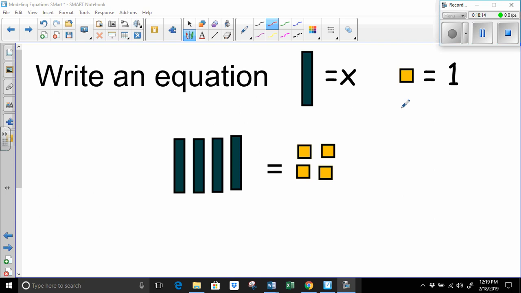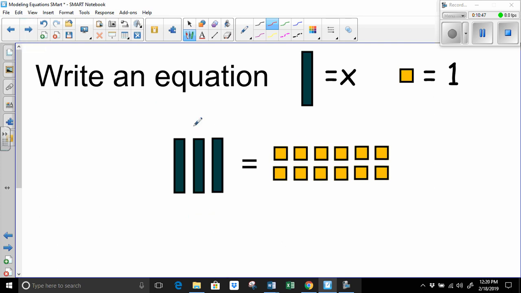For this problem, they want us to write an equation. So our key is the same: 1 bar is x, and 1 single square is 1 unit. Notice we have 1, 2, 3, 4 bars, which means we have 4 x's. So I'm going to write 4x equals, and then over here we've got 1, 2, 3, 4 single units, so that would be a 4. And if we wanted to solve this, we could divide both sides by 4, and each bar would end up with 1 box.